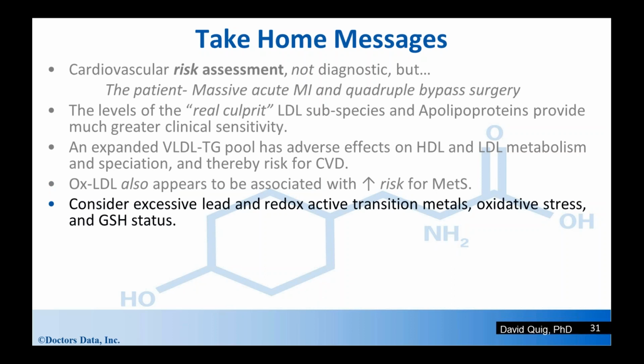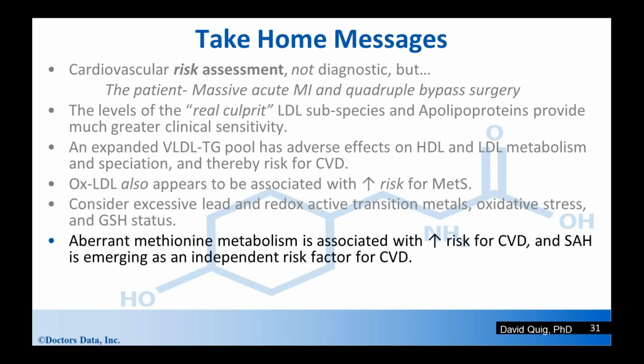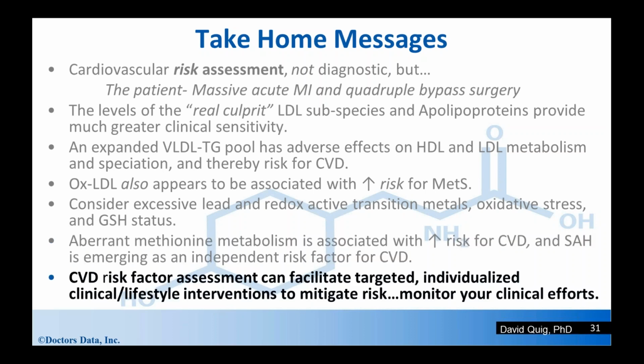And do consider lead, and redox active transition metals and their associated oxidative stress and suppression of glutathione status. Aberrant methionine metabolism is associated with increased risk for cardiovascular disease, and SAH is emerging as an independent risk factor for cardiovascular disease. So finally, cardiovascular risk assessment can facilitate targeted, individualized clinical and lifestyle interventions to mitigate risk for cardiovascular disease, and importantly can be used to monitor the efficacy of your clinical intervention to reduce that risk and show patient compliance as well.